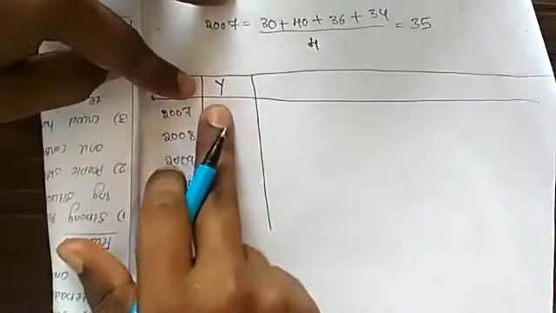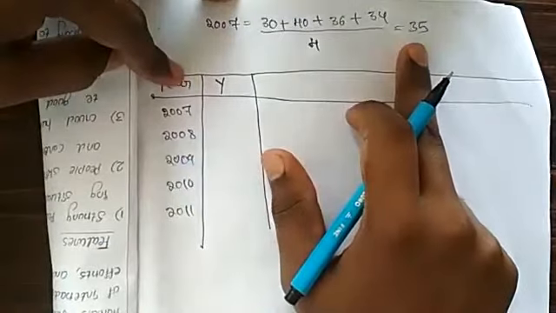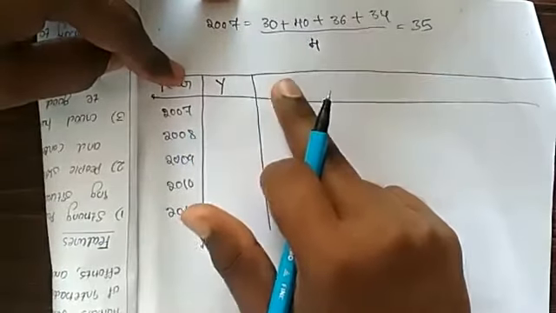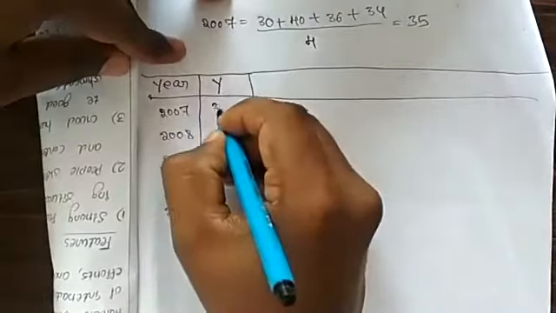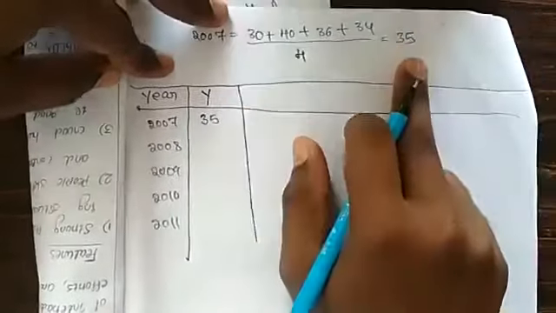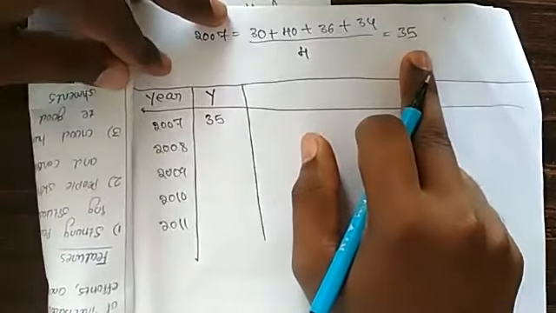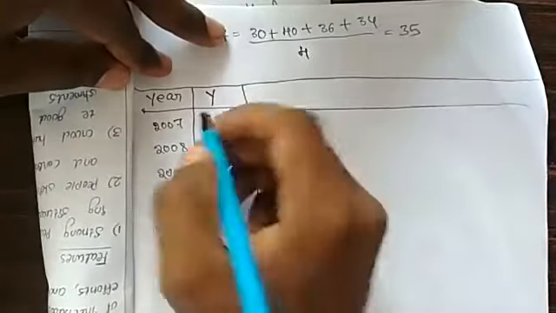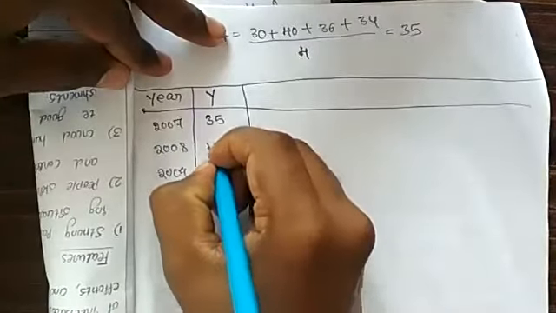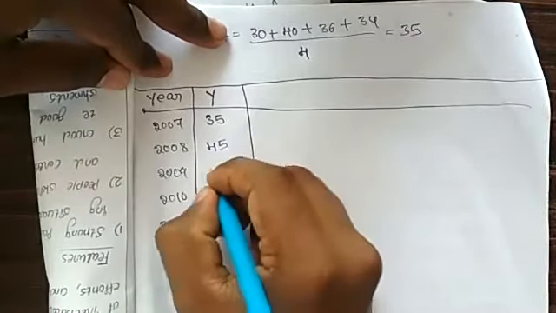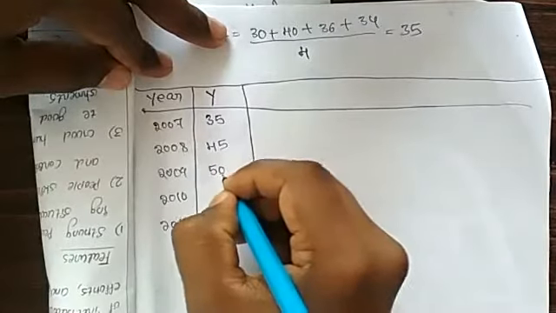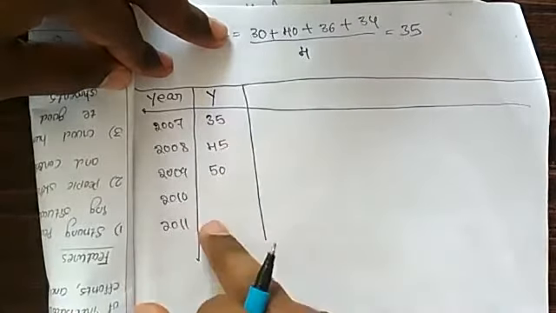Actual value is nothing but the average. First find out the total, then divide it by 4. So you can find out the average. For 2007, 35. And for 2008, the average is 45. And for 2009, the average is 50. Use a calculator and find out the average.